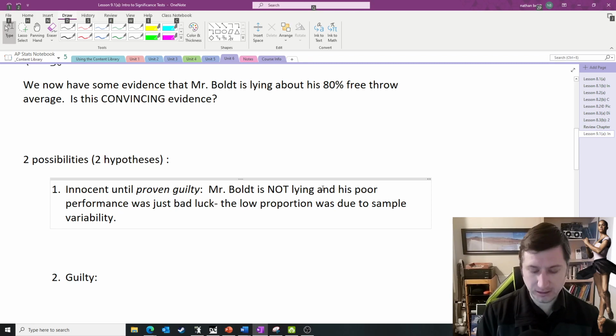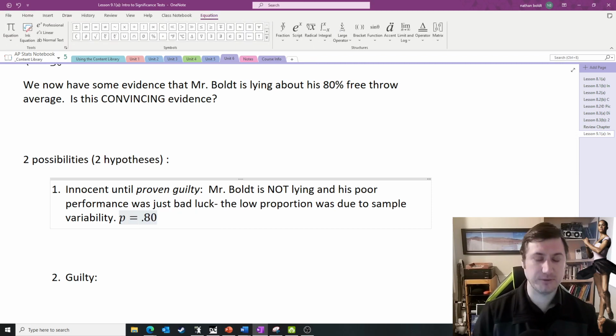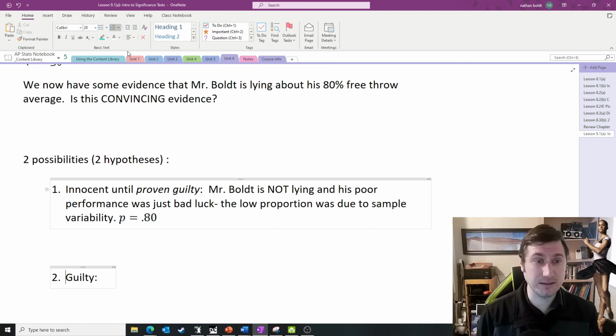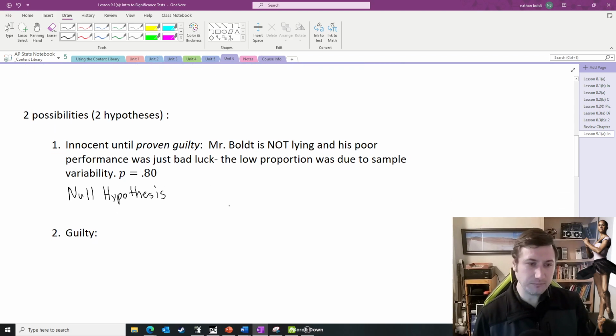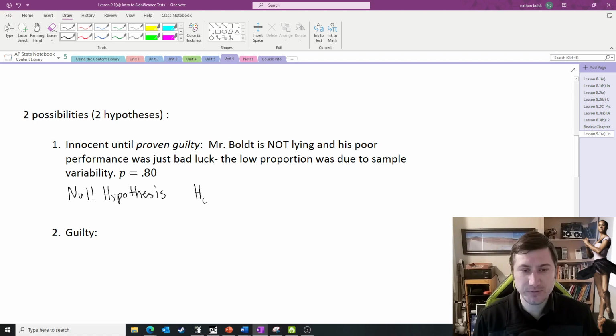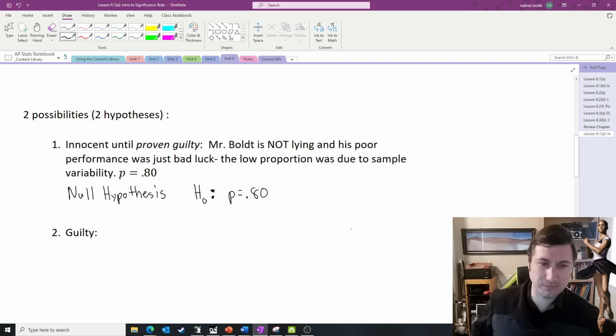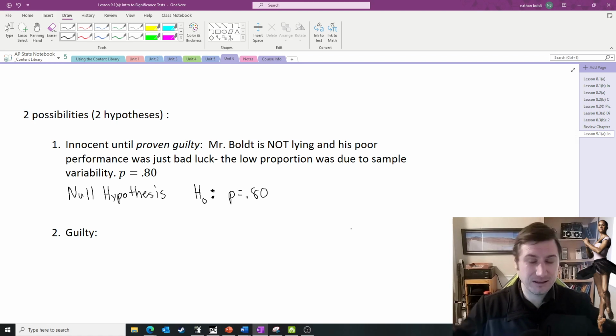And in fact, his population proportion is actually 80%. Okay, that is a possibility. So that is an important hypothesis, and we call that the null hypothesis. You probably want to write that down for sure. That is the innocent until proven guilty hypothesis. The way we write this, we say H sub 0, H naught sometimes. H sub 0 is that my probability is equal to 80%. I know we have some evidence against it, but that was just bad luck due to sample variability.